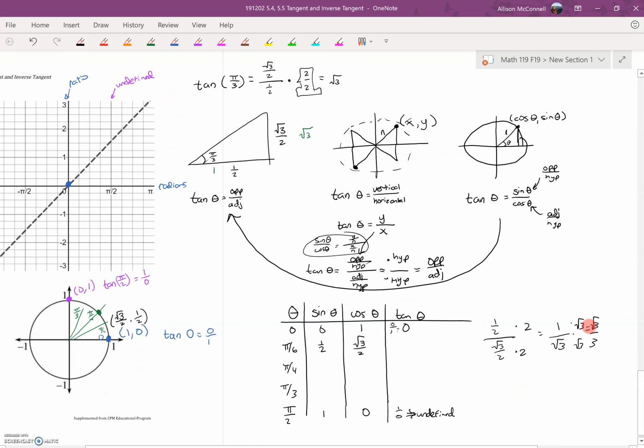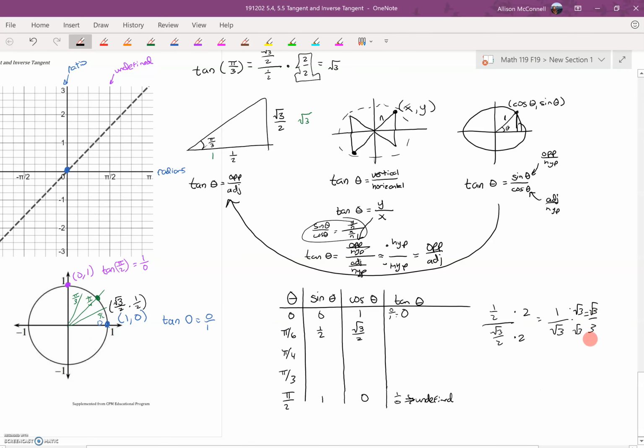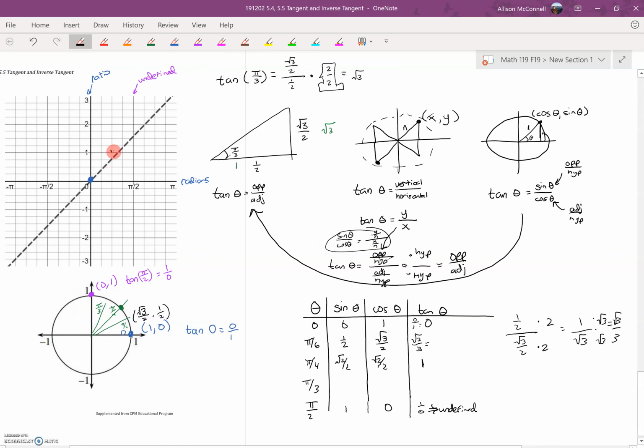If I think of root 3, I know that's going to be approximately 1.7 or so, over 3. So that's going to be about 1/2. This would be an appropriate time to use your calculator to figure out an approximate value. So we have root 3 over 3, and then figure out an approximate value. At pi over 4, we know it's going to be root 2 over 2 and root 2 over 2, which of course is going to be 1 if we divide those. That tells us we can plot this point at 1. And then this point, again, was at about 1/2 when we were at pi over 6.